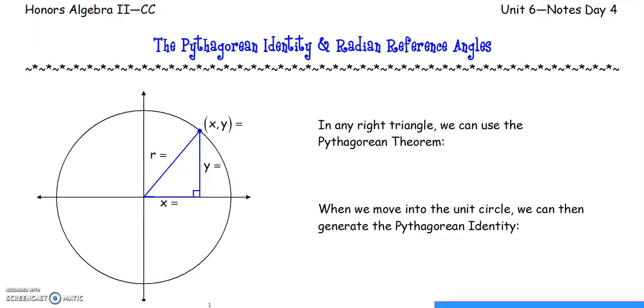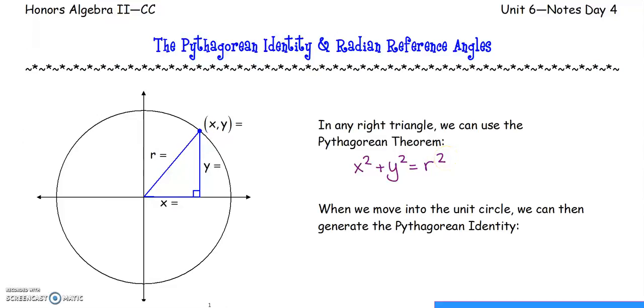Today we're going to take a look at the Pythagorean identity and radian reference angles. So first of all, in any type of right triangle, we know that we can use the Pythagorean theorem, that a squared plus b squared is going to equal c squared, or the leg squared plus the leg squared is equal to the hypotenuse squared. So if I take a look at this triangle that I have that is drawn in standard position, I could go ahead and say that x squared plus y squared is equal to r squared.